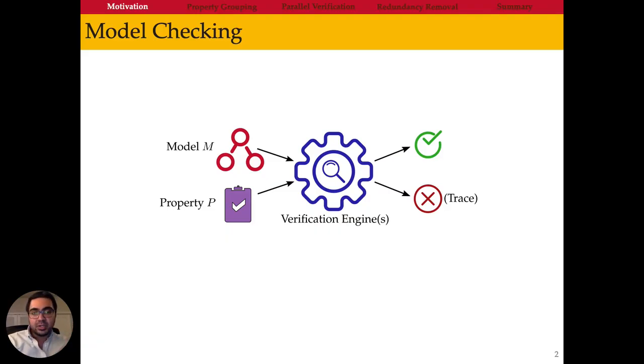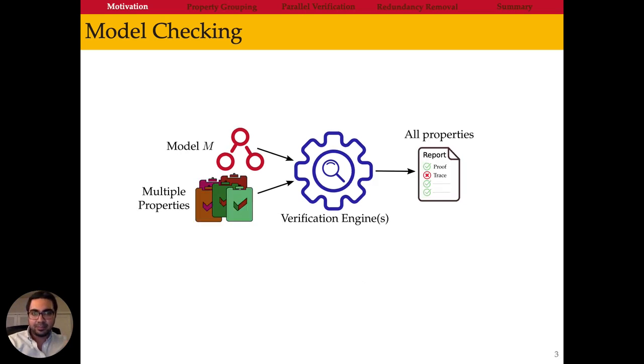However, the situation is a lot different for practical verification tasks. Instead of just one property, there are usually multiple properties to be verified against the model M. A more realistic model checking workflow looks like this. The verification engine checks the model against several properties and reports the verification result for all model property combinations.